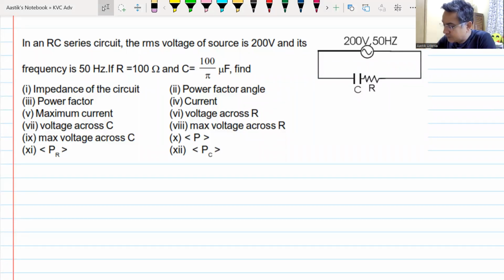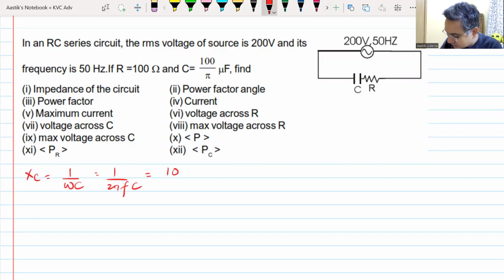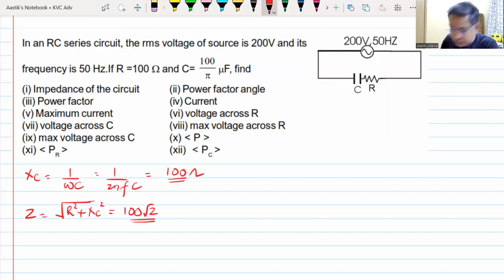So let me do it step by step. To find out the reactance of the circuit, XC, you have to do 1 by omega C. That is nothing but 1 by 2 pi F into C. And once you do it, I think you are going to get 100 ohms. Then to get the value of Z, you just have to do R square plus XC square. One is coming as 100, the other one will come as 100. So that you get the impedance as 100 root 2. Do we understand this?